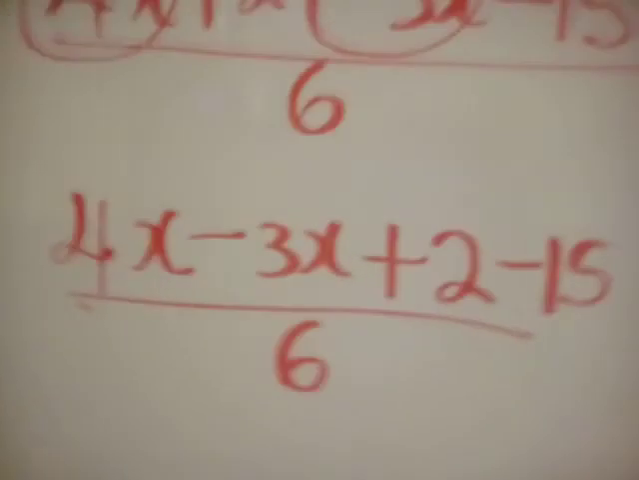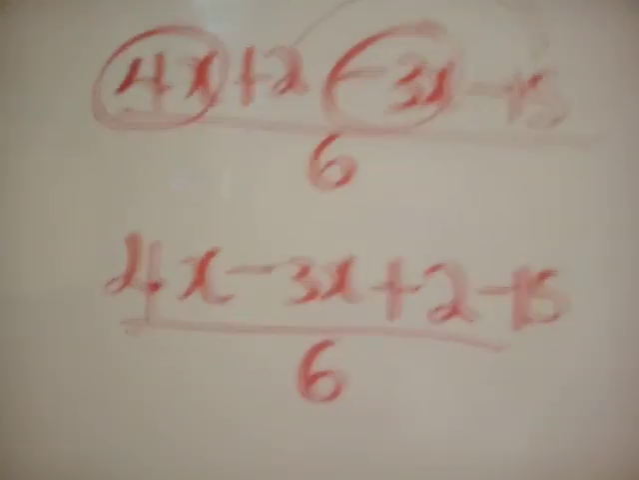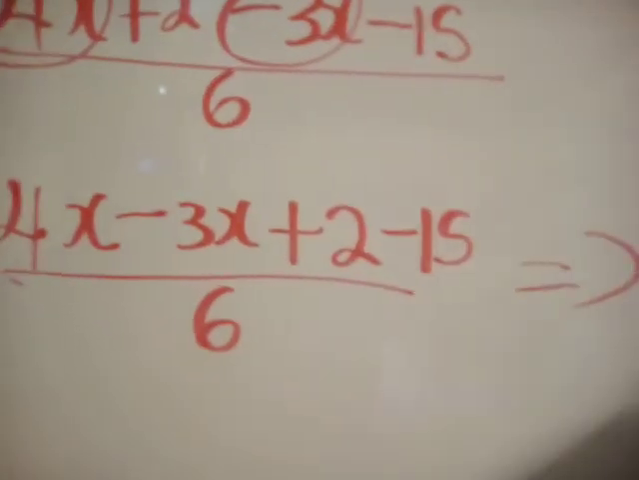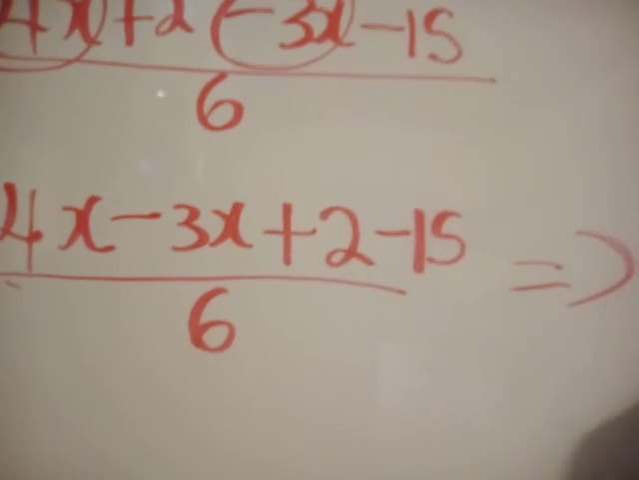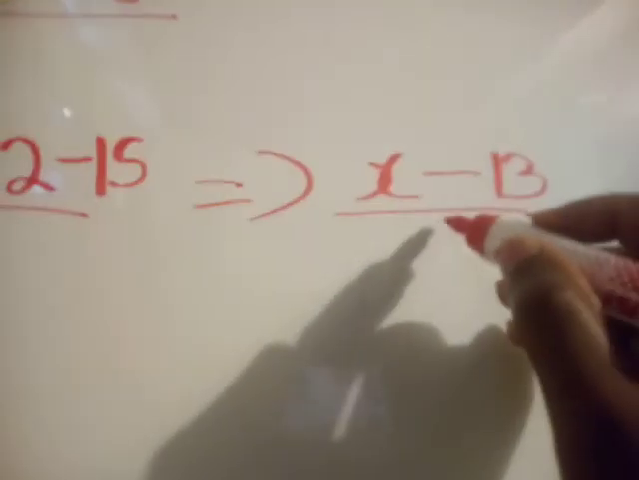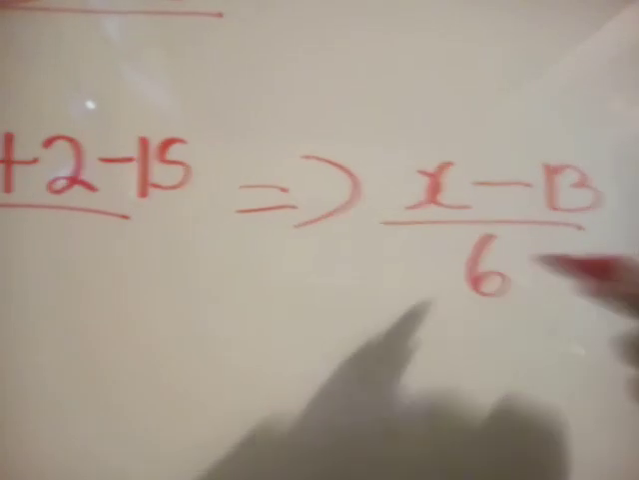Alright, let us finish up now. So we have 4x minus 3x, that would give us x, and we have 2 minus 15 giving us negative 13, all over 6, and that is your answer.